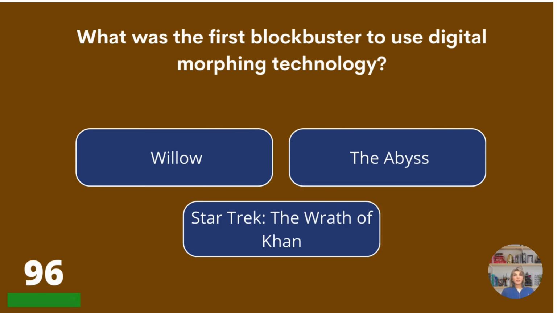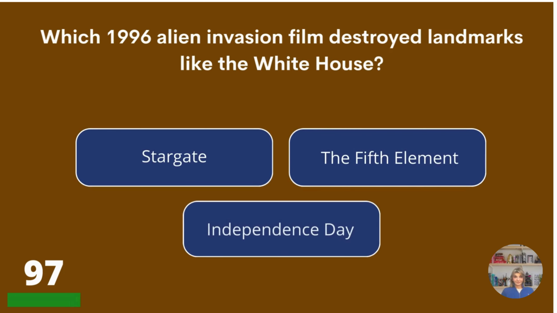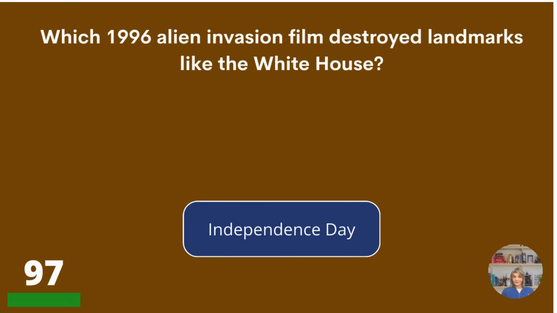What was the first blockbuster to use digital morphing technology? Willow, The Abyss, or Star Trek: The Wrath of Khan? Willow. Which 1996 alien invasion film destroyed landmarks like the White House? Stargate, The Fifth Element, or Independence Day? Independence Day.